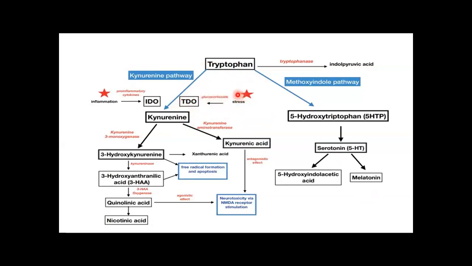Tryptophan dioxygenase is increased in stressful conditions. On the other hand, IDO is increased in inflammatory conditions. The activation of the IDO1 pathway is induced by pro-inflammatory cytokines. Kynurenine is further converted into kynurenic acid and 3-hydroxykynurenine, and 3-hydroxykynurenine is further converted into hydroxyanthranilic acid, quinolinic acid and nicotinic acid. Kynurenic acid and quinolinic acid, being derivatives of kynurenine, exhibit neuroactive properties.